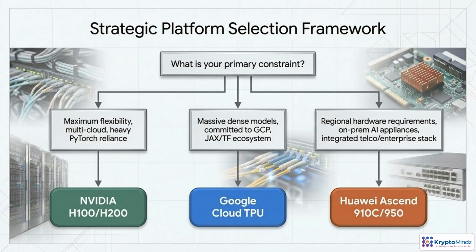A practical way to decide among these accelerators is to start with your primary constraint, not with specs. If you need maximum flexibility, want to stay cloud agnostic, or rely heavily on PyTorch and rich ecosystem tools, NVIDIA H100 or H200 is usually the safest bet. If your priority is training huge dense models and you're already committed to Google Cloud with TensorFlow or JAX, TPUs give you excellent throughput and tight integration. If you operate in regions where Huawei is dominant, need on-prem appliances, or must integrate tightly with telco or enterprise gear, Ascend 910C or 950 can make more strategic sense.